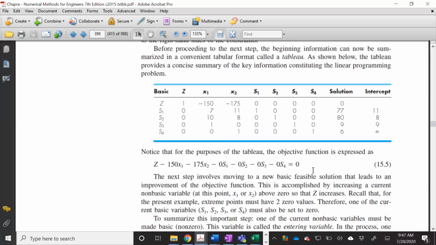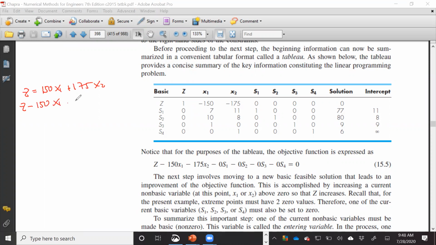Can you imagine what I'm talking about? So you have a general equation: z equals 150 x1 plus 170 x2. Remember? So in order to make an equation, you bring all the values to the left side. So z minus 150 x1 minus 170 x2 is equal to 0. So here z is 1, minus 150 x1 minus 170 x2 is equal to 0. The solution is 0.